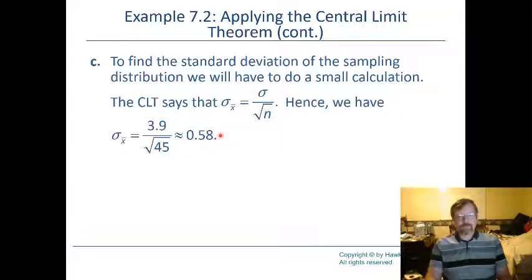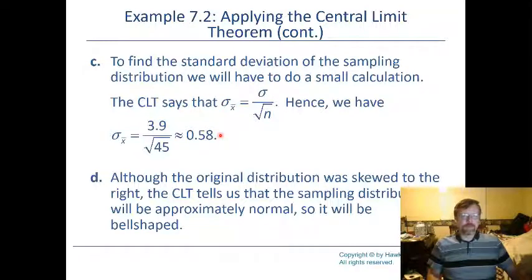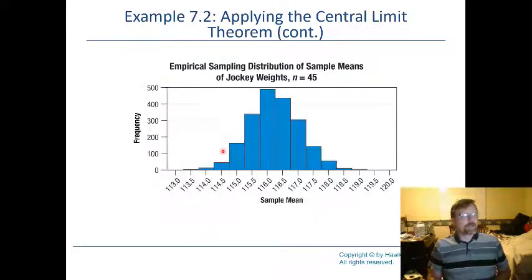All right, what is the shape then of that curve going to look like? Bear in mind, the original was left skewed, but the central limit theorem says this is going to be approximately bell-shaped. And sure enough, we have an approximately bell-shaped curve if we do that.